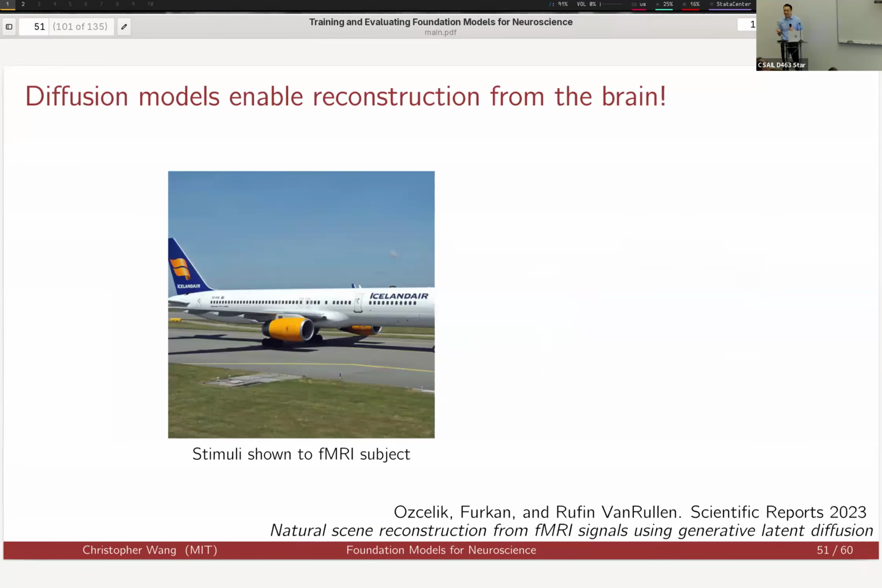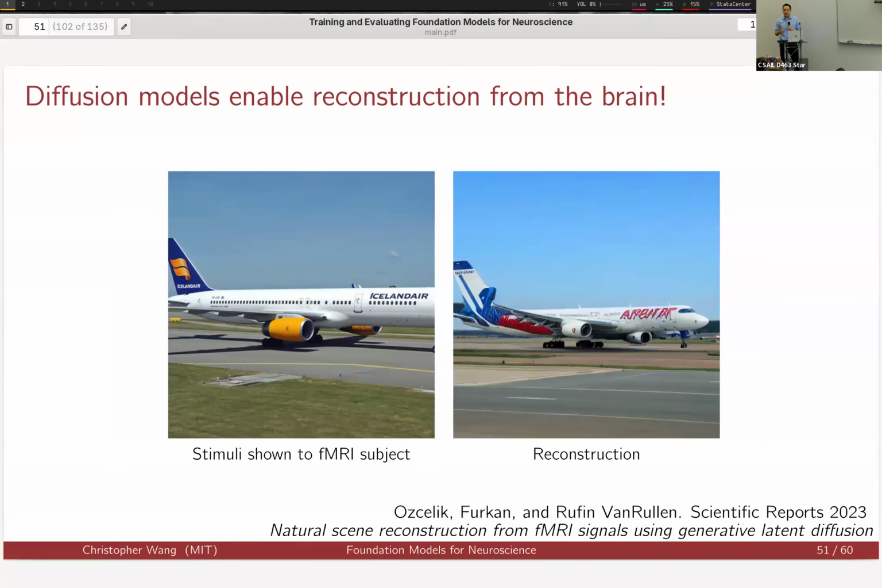It's tricky because I would say the models have gotten too good. So this is an image shown to a patient in an fMRI, and this is a reconstruction predicted by a model that only has access to that patient's fMRI data. And I would say this looks fantastic. It blew me away when I saw it. And this was just a couple years ago. And every year since then, the images have gotten better and better.